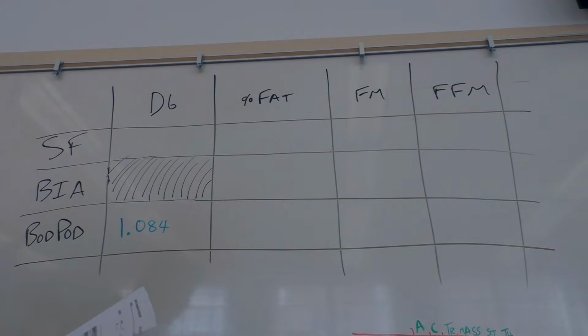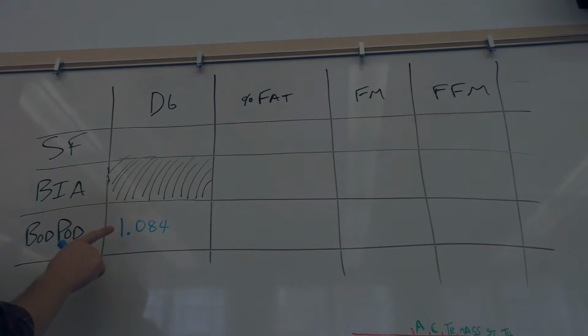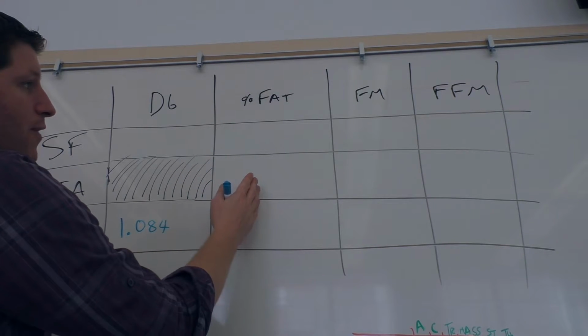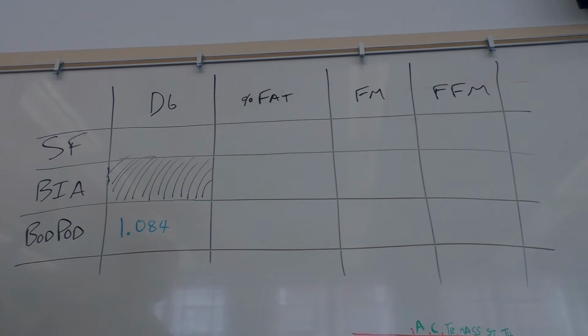So you plug the sum of skin folds into that equation to get density, and once you have density, which may and probably will be a little bit different than the bod pod's density, you'll use the same formulas that we just showed to calculate percent fat, then fat mass, and then fat-free mass. But the key is really getting density for each.